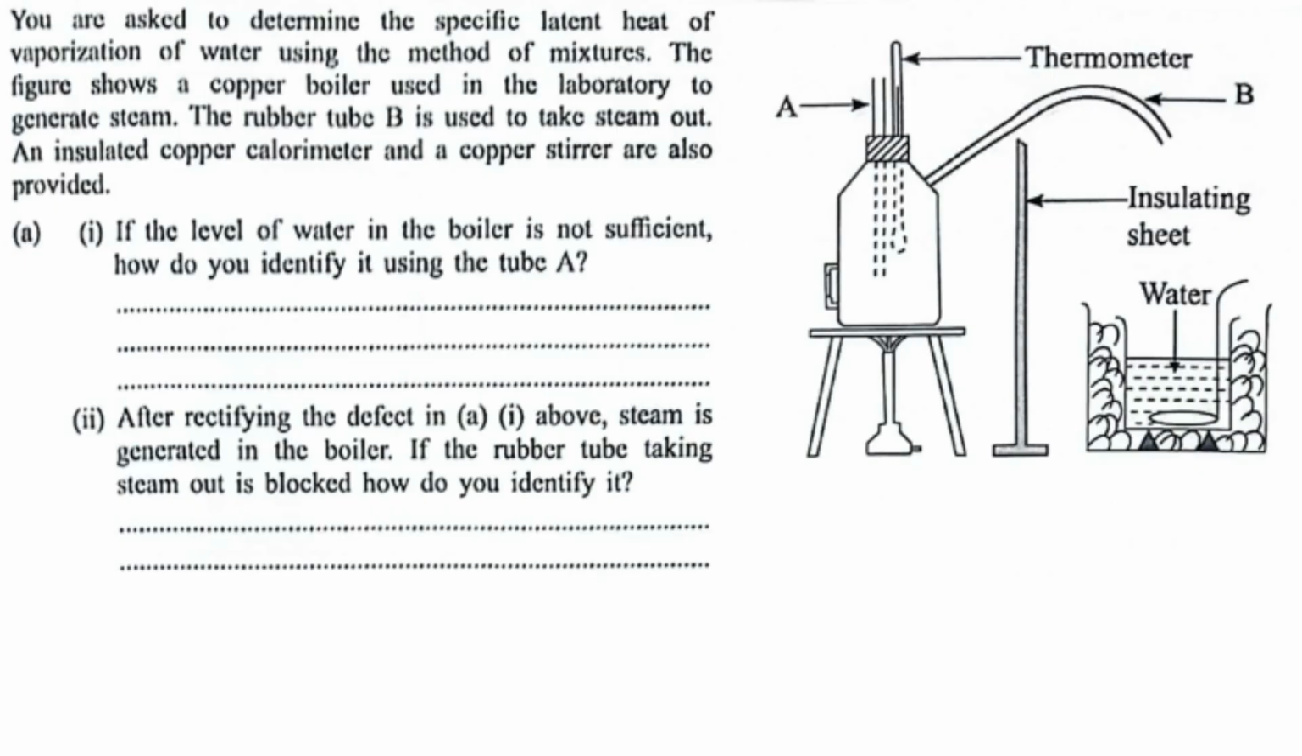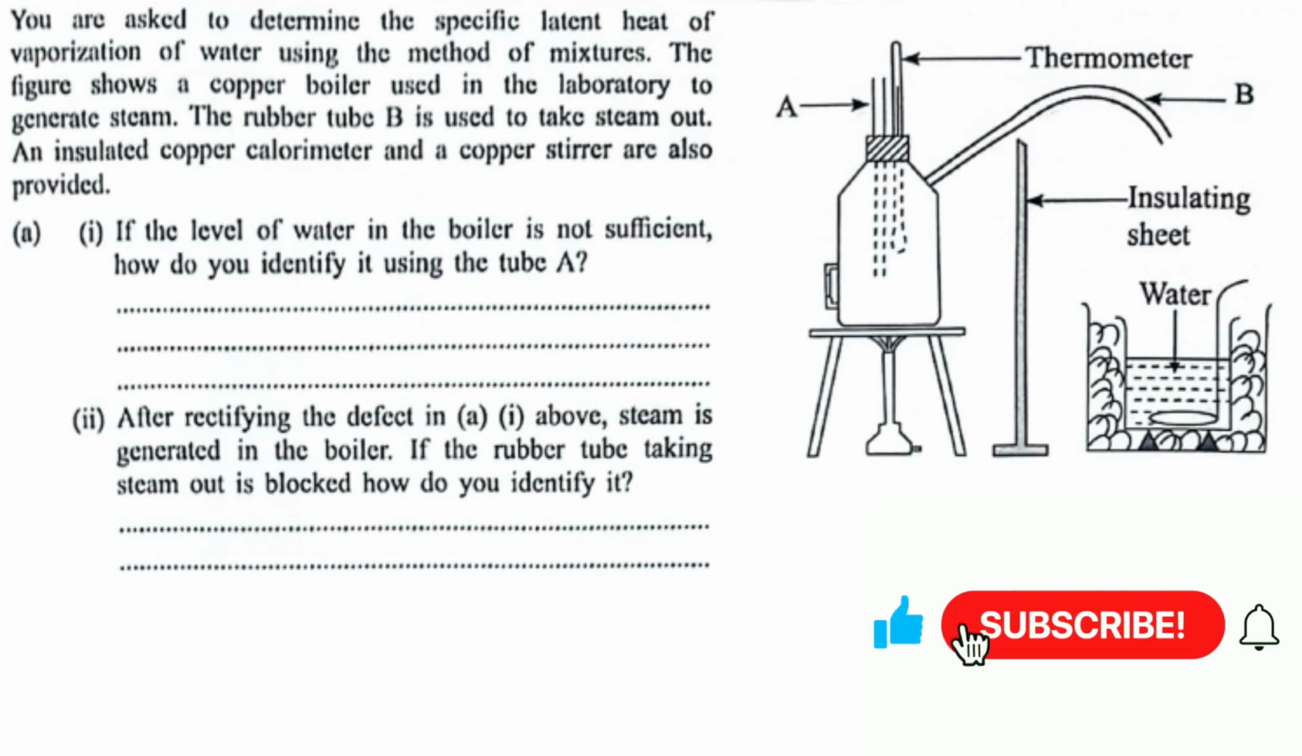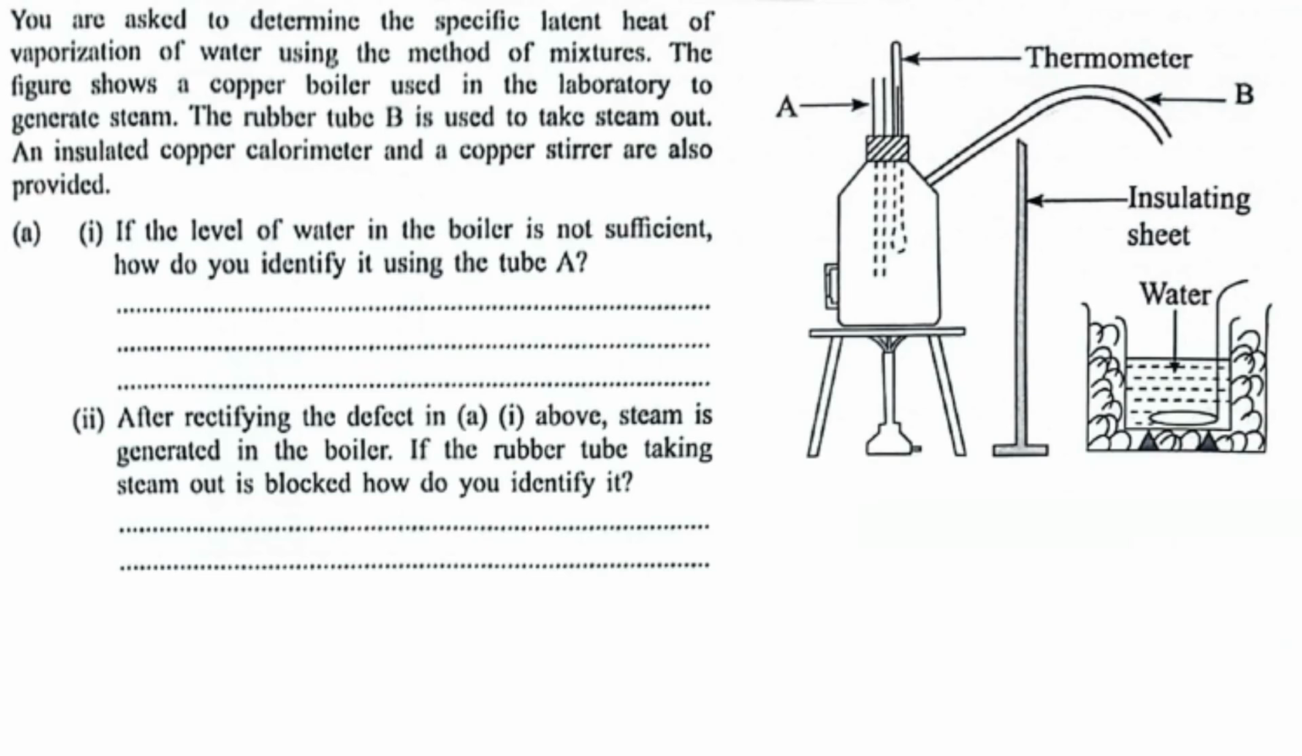You are asked to determine the specific latent heat of vaporization of water using the method of mixture. The figure shows a copper boiler used in the laboratory to generate steam. The rubber tube B is used to take steam out, and an insulated copper calorimeter and a copper stirrer are also provided.